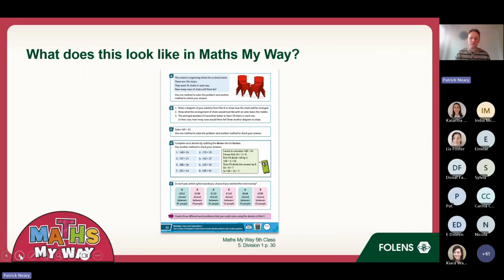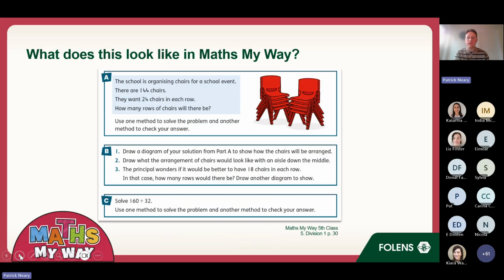So then when we came to putting Maths My Way together, the question was, what does this look like in Maths My Way? Or how can we transfer opportunities for this type of thinking to come up within Maths My Way itself? So here's a page from Division 1 in 5th class, but a similar approach is used when a new topic is introduced throughout the series. So you see, it starts off with part A and part B and part C, which is trying to elicit this type of thinking.